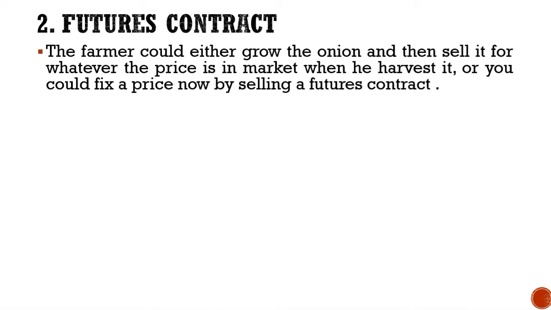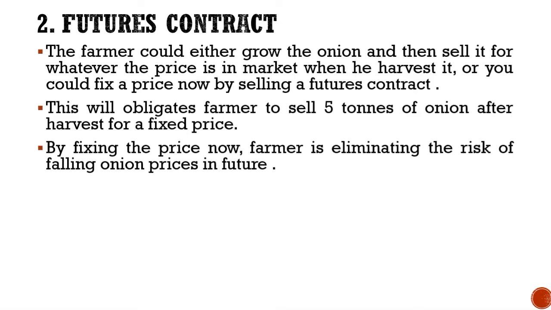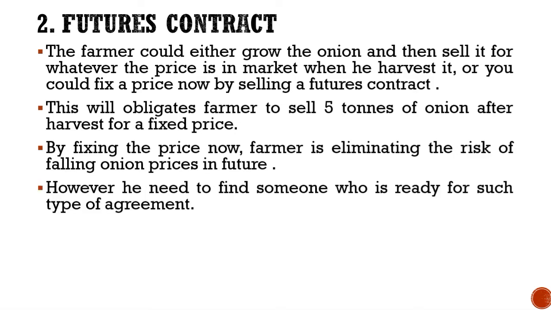Now let us see how the future contract can come into the picture. The farmer could either grow the onion and then sell it for whatever the price is in the market when he harvests it, or he could fix a price now by selling a future contract. This will obligate the farmer to sell 5 tons of onion after the harvest for a fixed price. By fixing the price now, the farmer is eliminating the risk of falling onion prices in future. However, he needs to find someone who is ready for such an agreement.